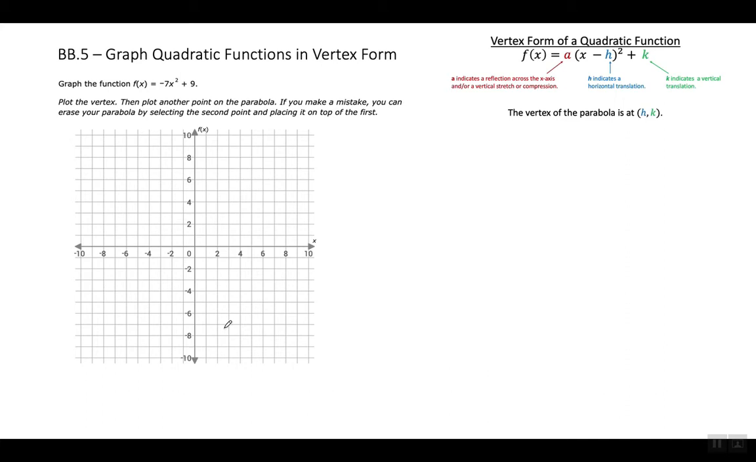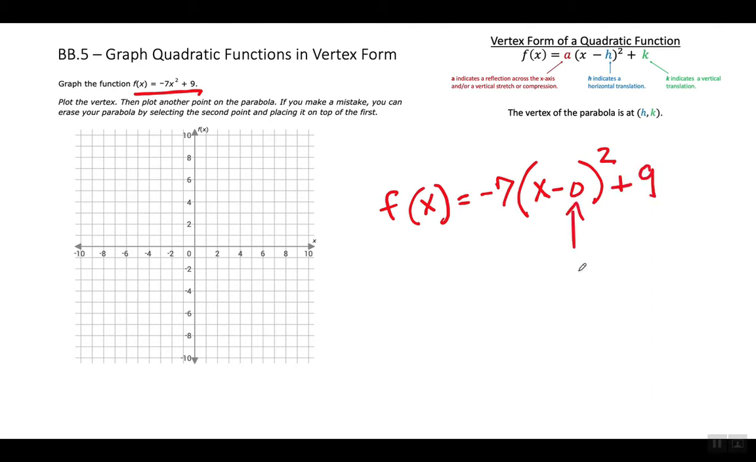Okay, so in this one, here's our function. I'm going to write it in expanded form. So it's going to look like this. -7(x - 0)^2 + 9. So here's h, and here's k. Okay, so my vertex is located at (0, 9).